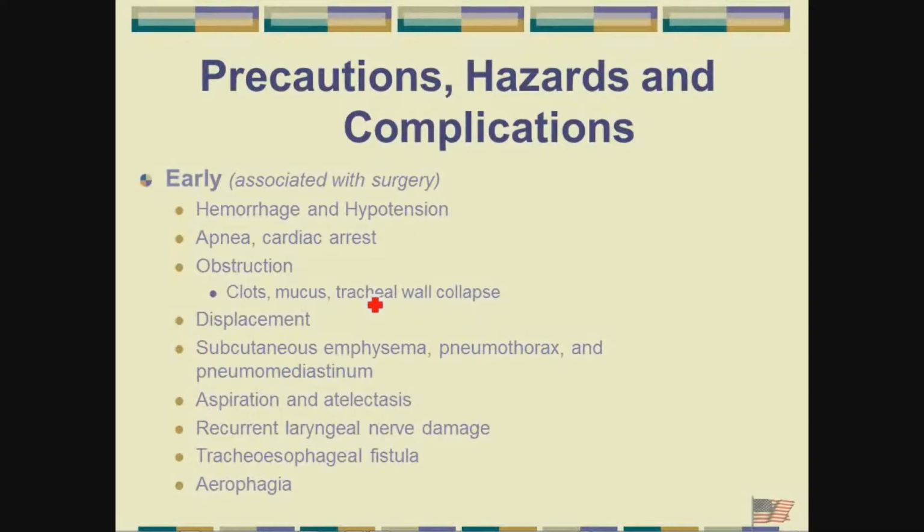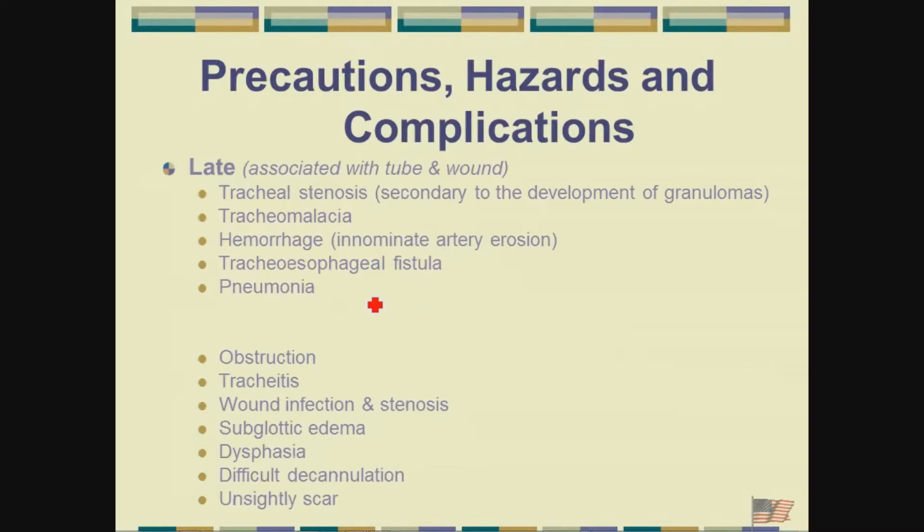We talked about recurrent laryngeal nerve damage, and the tracheoesophageal fistula is always going to end up being there. Aerophagia, which is the swallowing of air, goes along with that. Some of the late complications, where we'll see long-term, are tracheal stenosis, where basically the trachea narrows at the point where the cuff is, typically.